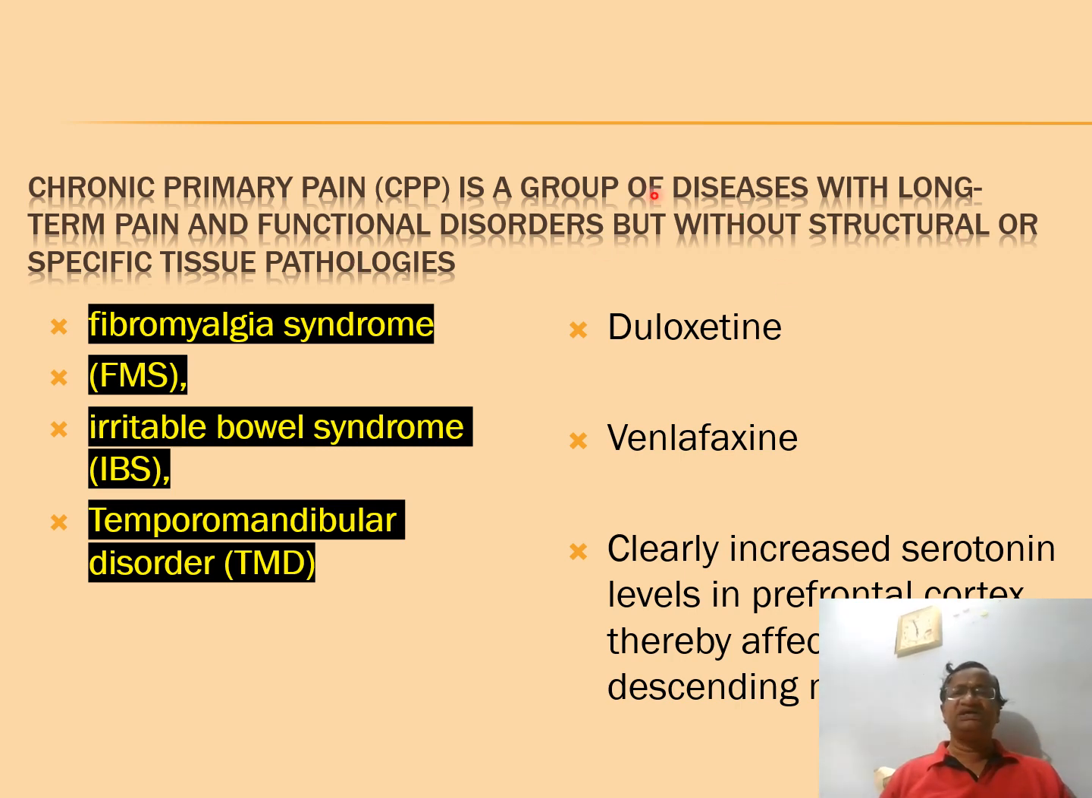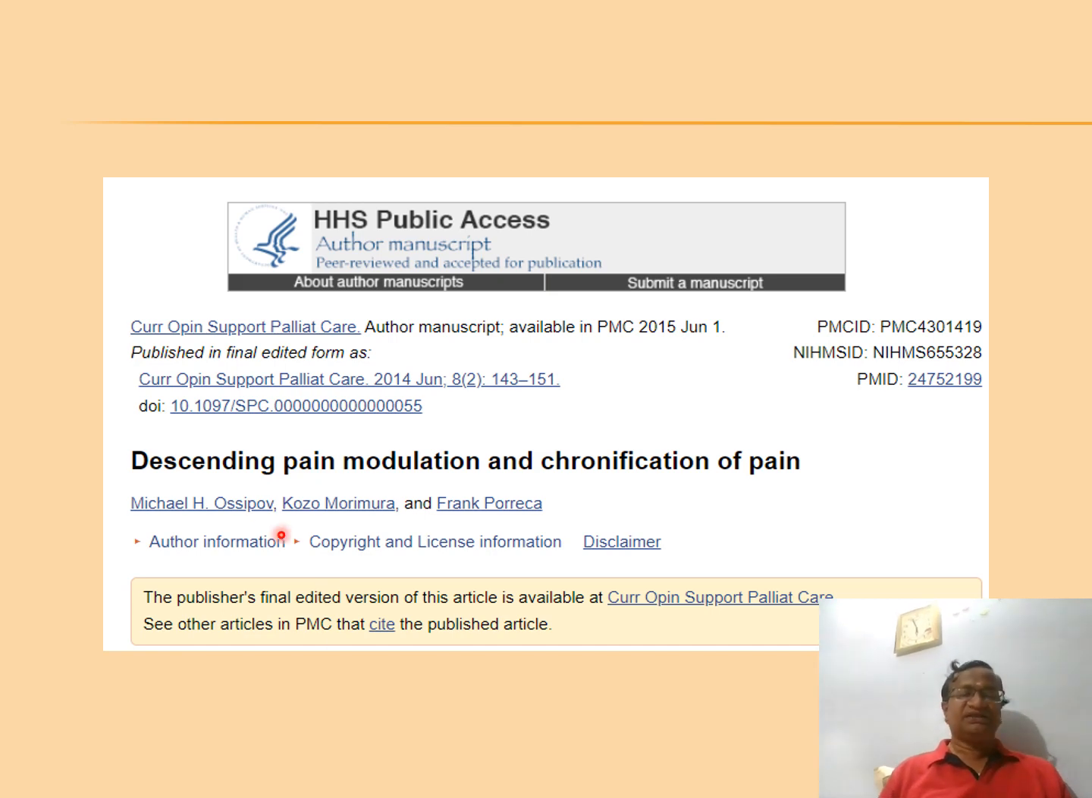Chronic primary pain is a new group of diseases with long-term pain and functional disorders, such as fibromyalgia and temporomandibular disorders. Duloxetine and venlafaxine increase serotonin level in the prefrontal cortex, and thereby they influence the descending control of pain. Yes, they have now found out about chronification of pain. Acute pain becomes chronic. I will take one more class on how acute pain transforms into chronic pain. How does the transition occur? That's a completely different topic.